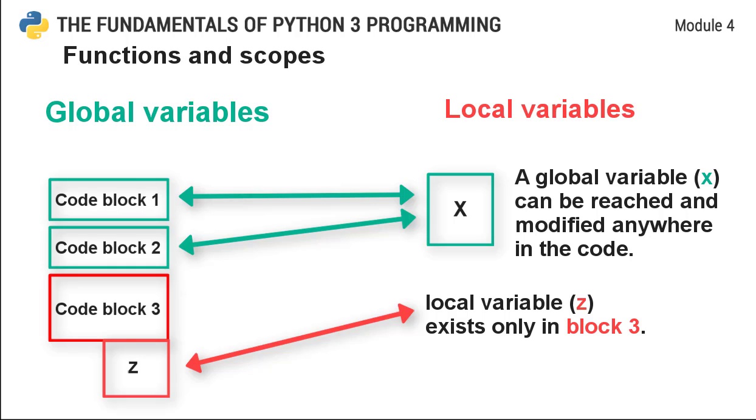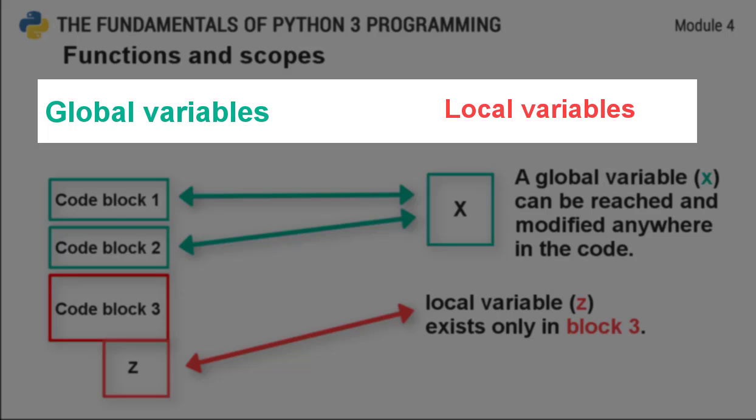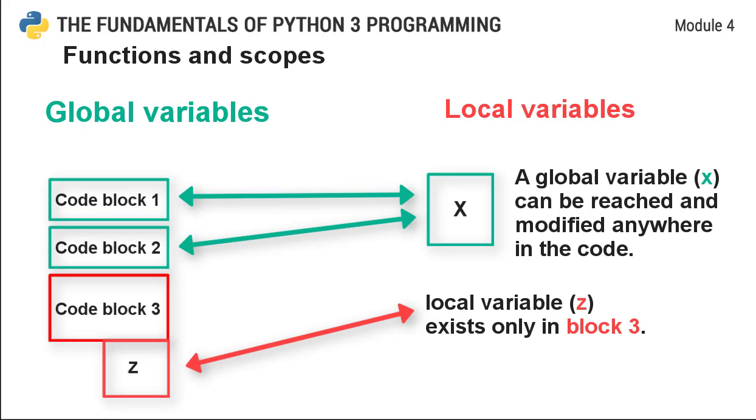Python supports both global and local variables. By default, all variables declared in a function are local. To access a global variable inside a function, it's required to define it before.